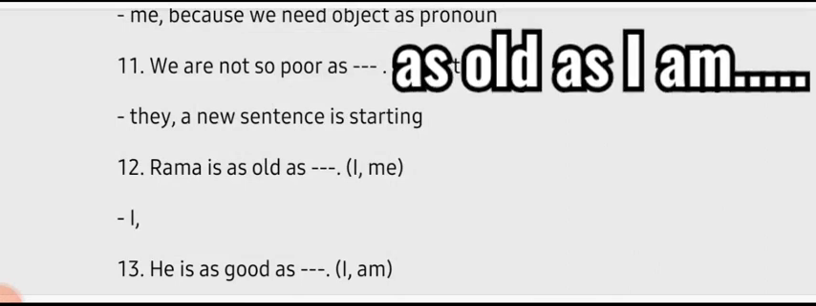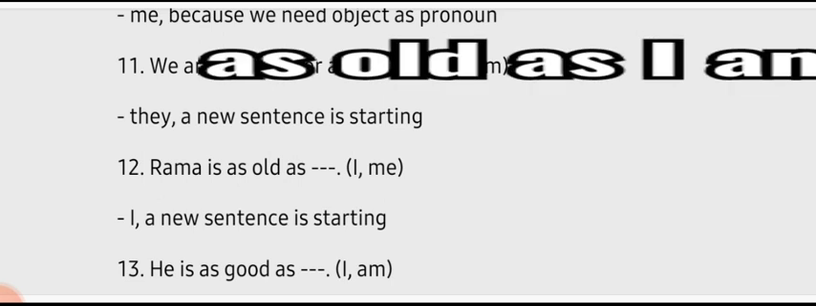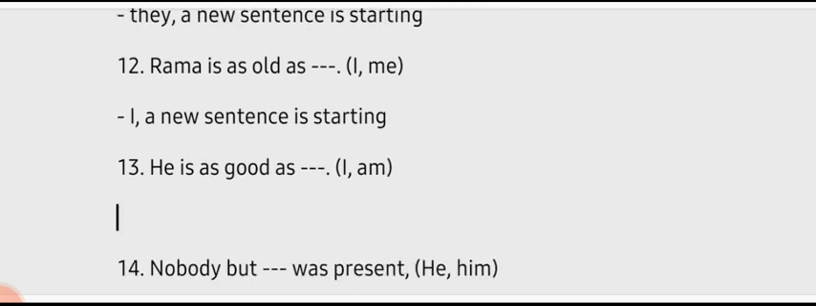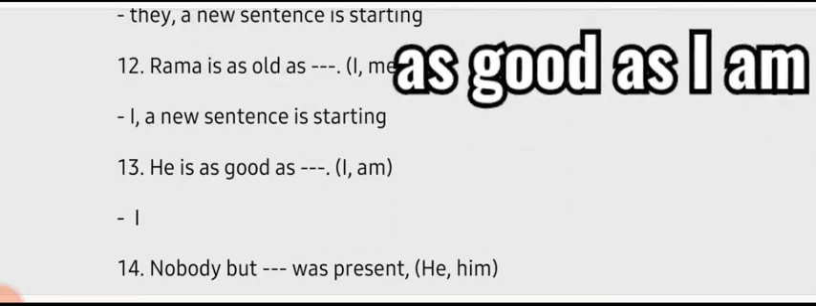Why? Because after as old as, a new sentence is starting, and when a new sentence starts, means statement starts, you know that subject is used, means I is used, and if it is object, then me is used, right? So the 13th sentence, he is as good as I am, right? In this way, I is used here, right?